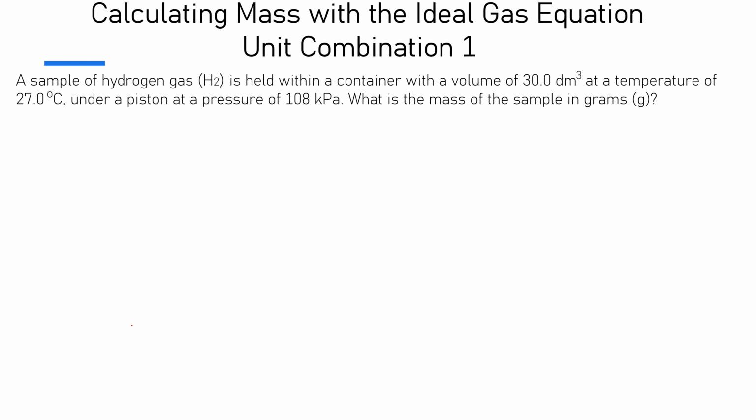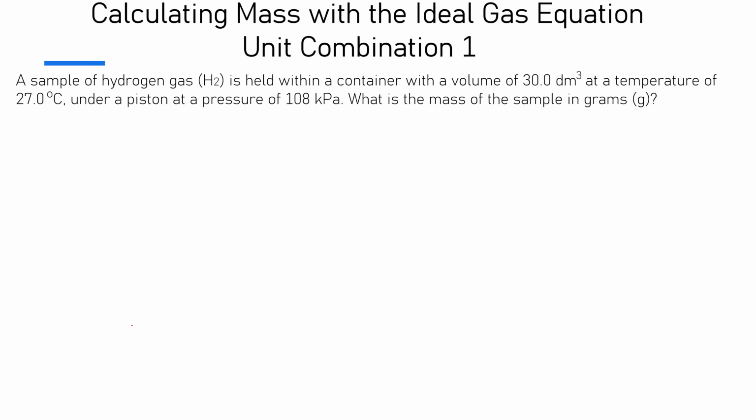Let's look at a question. A sample of hydrogen gas is held within a container with a volume of 30.0 decimeters cubed at a temperature of 27.0 degrees Celsius under a piston at a pressure of 108 kilopascals. What is the mass of the sample in grams?